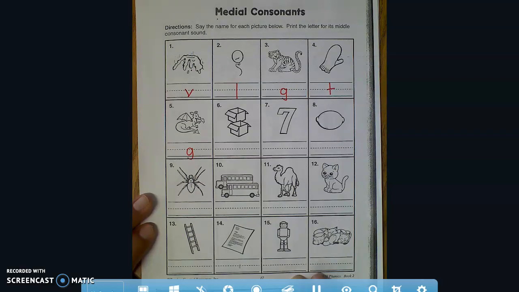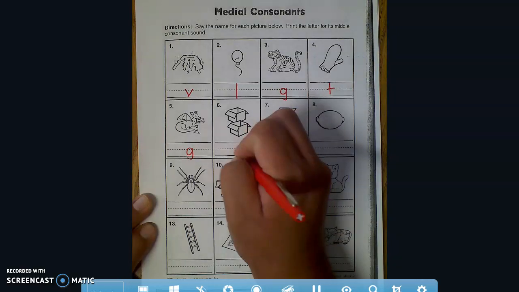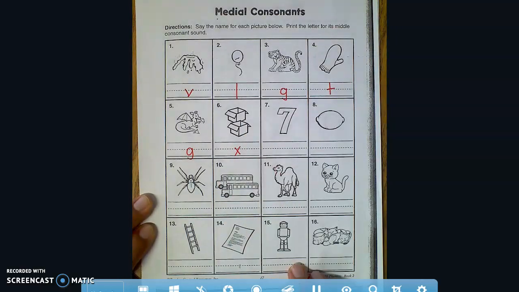Okay, for number 6, we have a plural noun. Boxes. What's the middle consonant sound you hear in boxes? X. Boxes. You hear an X in the middle of that word.